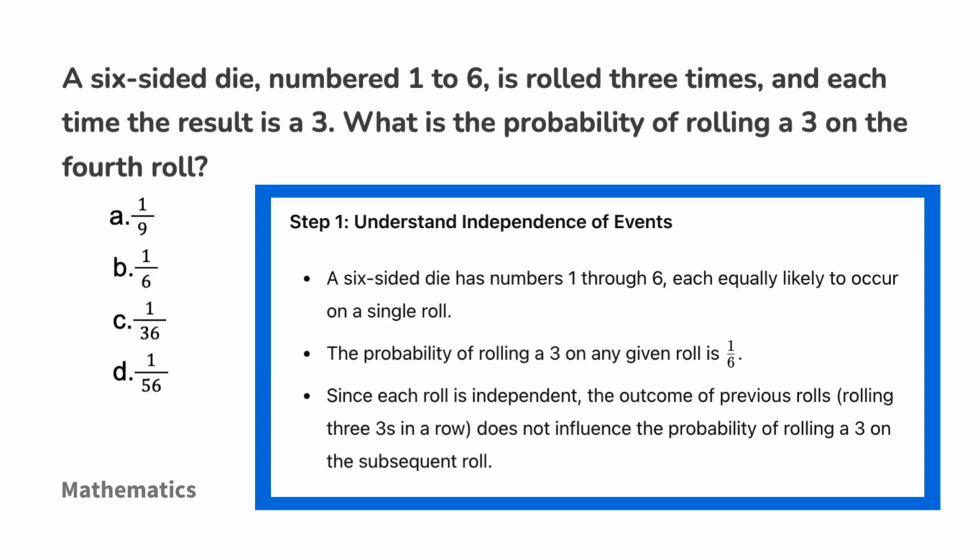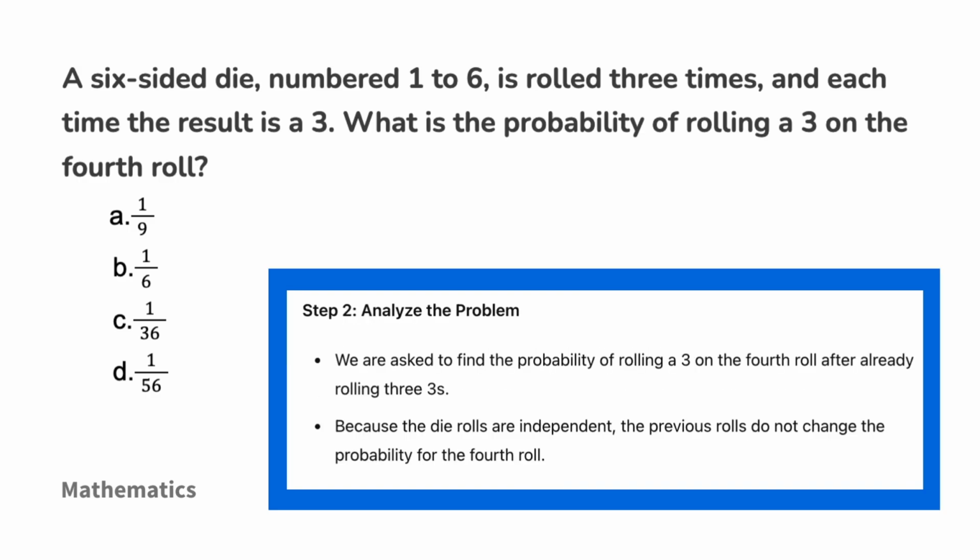And since each roll is independent, the outcome of previous rolls, for example, the information about rolling 3 threes in a row in the past, does not influence the probability of rolling a 3 on the subsequent roll. So now it's time to analyze the problem. We are asked to find the probability of rolling a 3 on the 4th roll after already rolling 3 threes. Because the die rolls are always independent, the previous rolls do not change the probability of the 4th roll. So we need to calculate the probability for the 4th roll now.